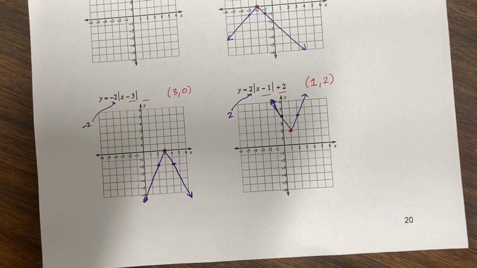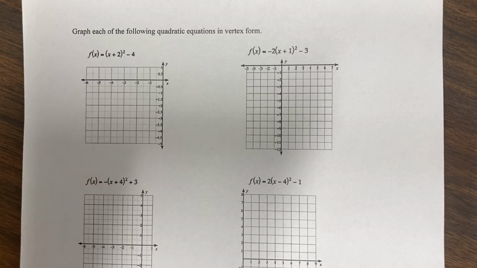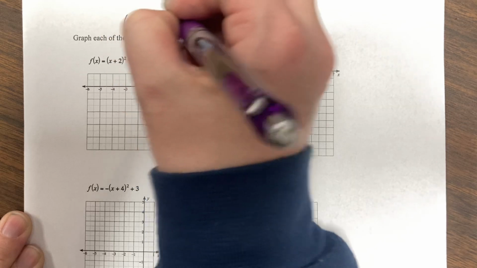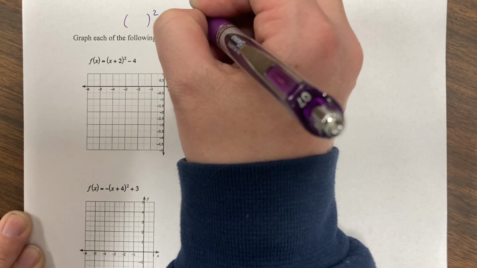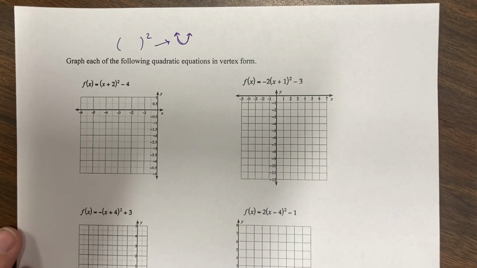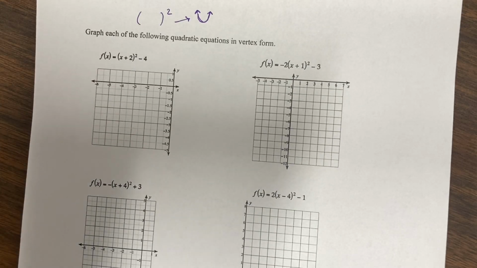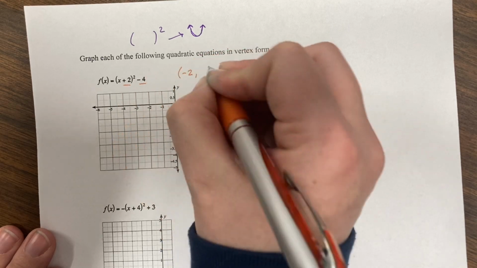Okay, those are absolute value bars, so absolute values create V's. Then we have parentheses squared. As soon as you see the parentheses squared, it is going to make a parabola. It'll make a U shape. So I'm going to use this similar pattern. My vertex is at -2, -4.